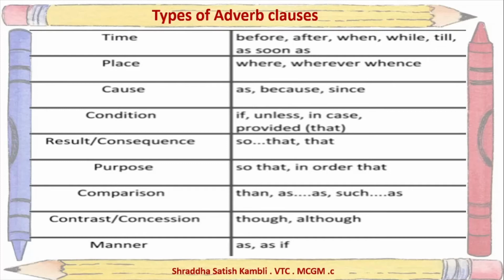And when there is an adverb clause of time, you will have words like before, after, when, while, till, etc. in the sentence. When there is an adverb clause of place, you will have words like where, wherever, whence, etc. and so on. So what do I want you to do? We will pause the video here and read all these words and keywords carefully.